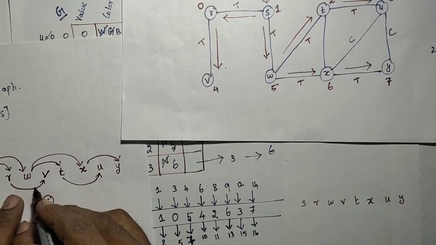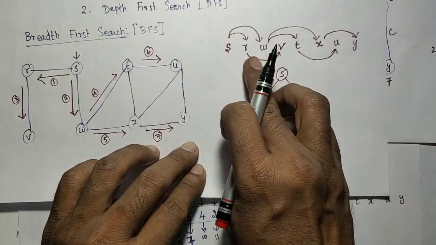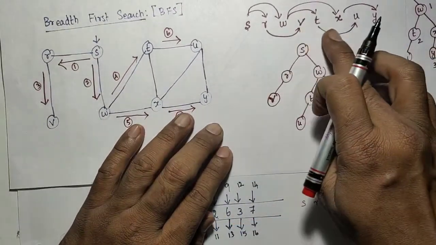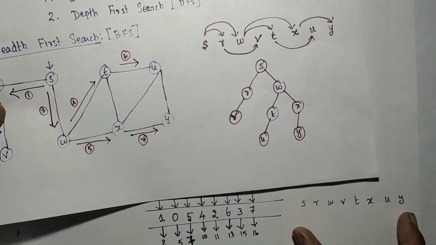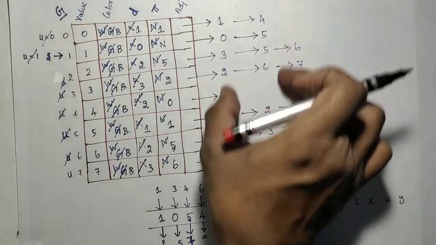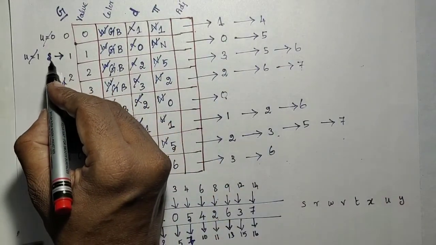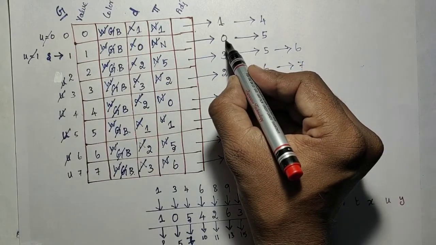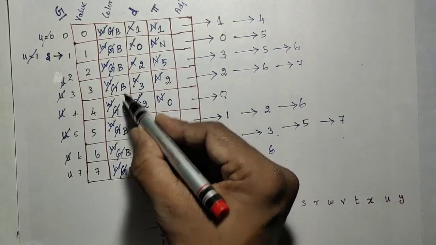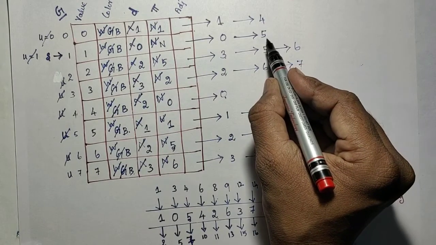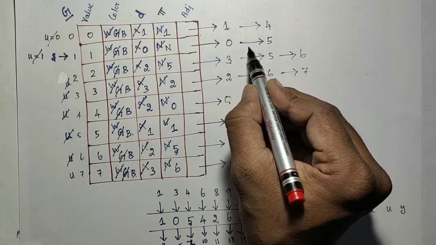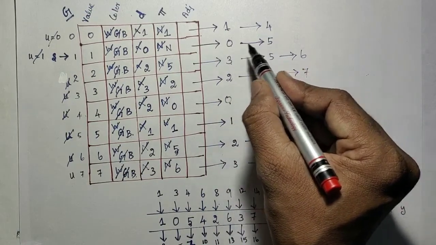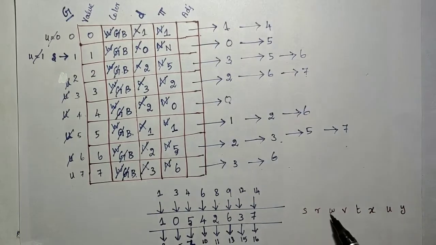That is S, R, W, V, T, X, U, Y here also. But it may differ, based on your input. We started from S, went to 0, and 0 is visited first, then we visit 5. But if you store the adjacent nodes as 5 and 0, that is also possible. In that case 5 will be visited before 0. So S, W, R may also occur.